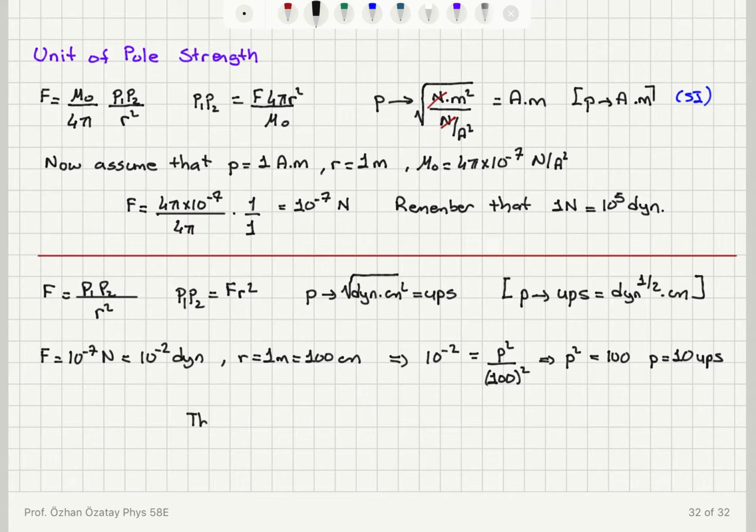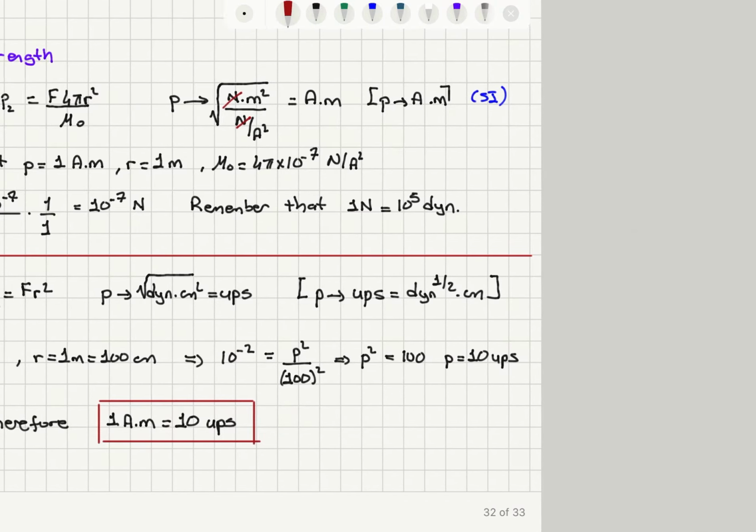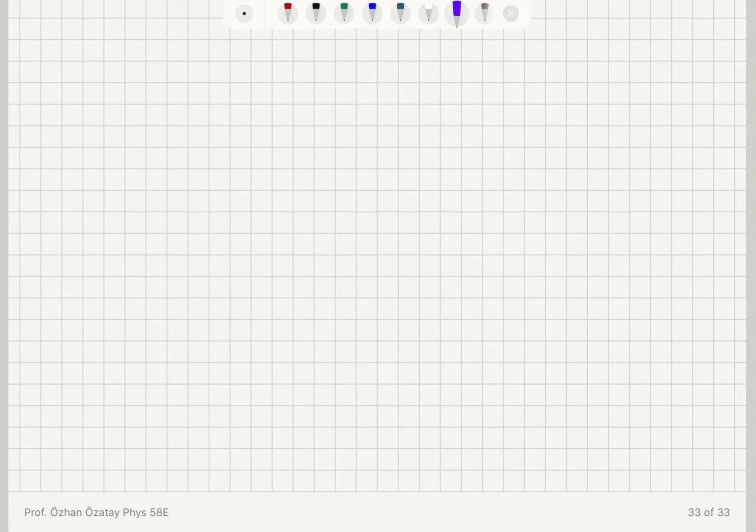Therefore, I have the following conclusion for conversion between CGS EMU and SI units. 1 ampere meter of pole strength is equivalent to 10 unit pole strengths in CGS EMU units. Okay, now let's move on to magnetic field. So let's talk about the unit of magnetic field H.